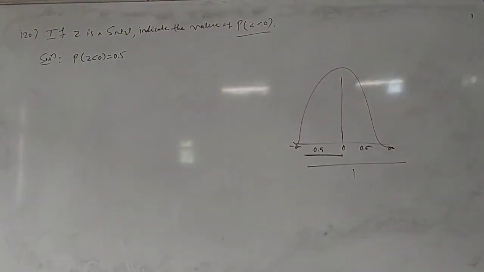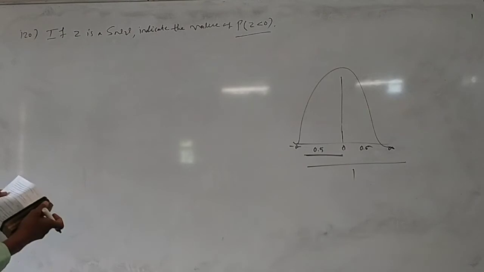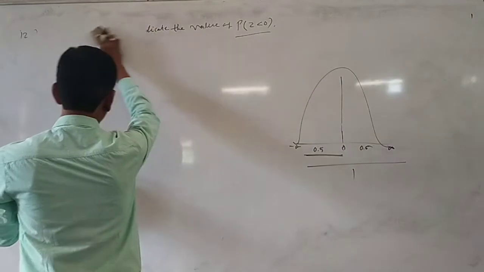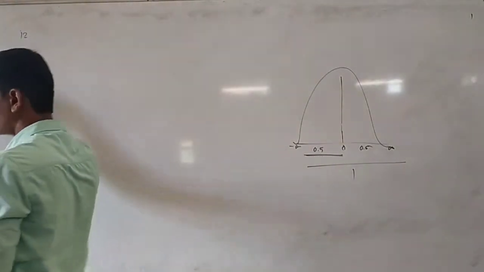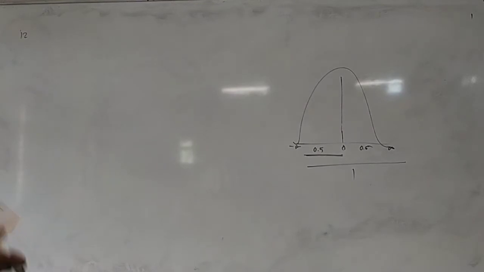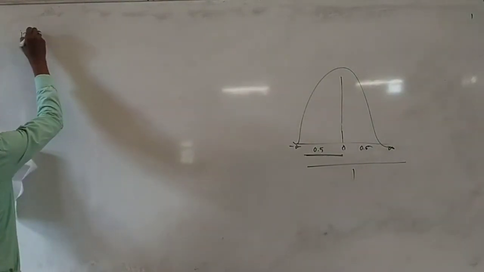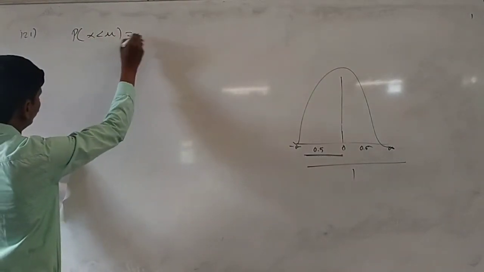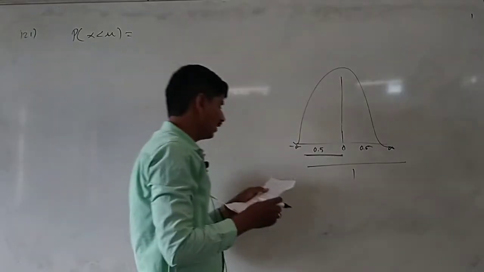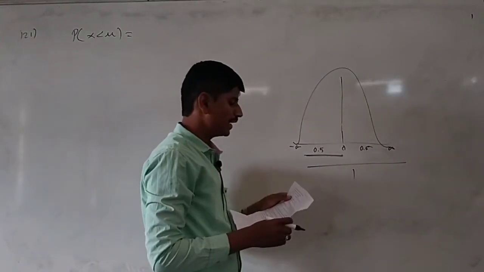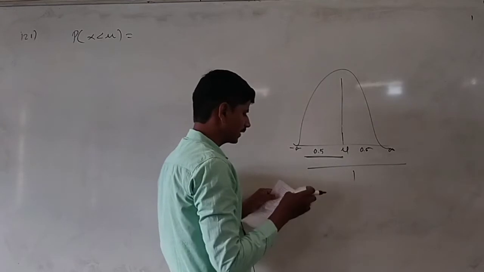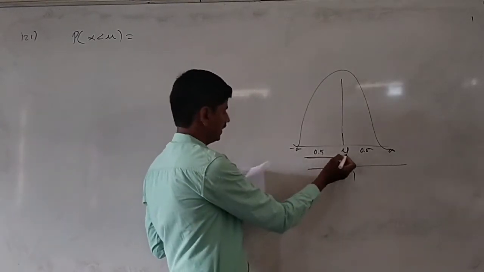The next problem number 121. If x is a normal variable with mean mu and standard deviation sigma, give the value of probability of x is less than mu. Here the mean is mu and the standard deviation is sigma.